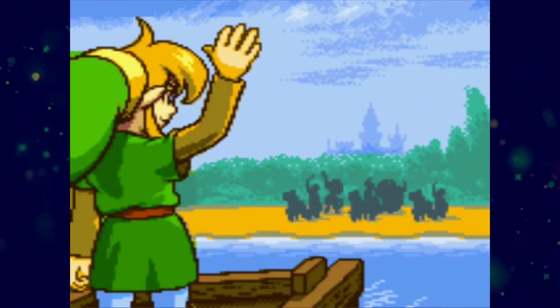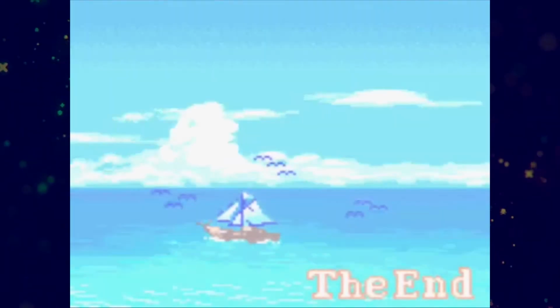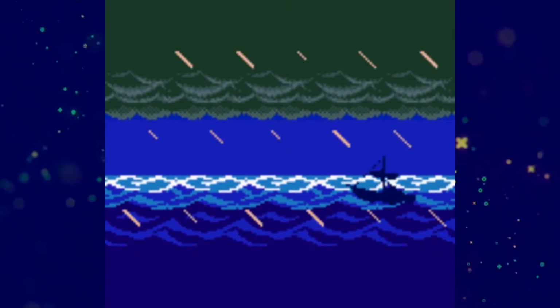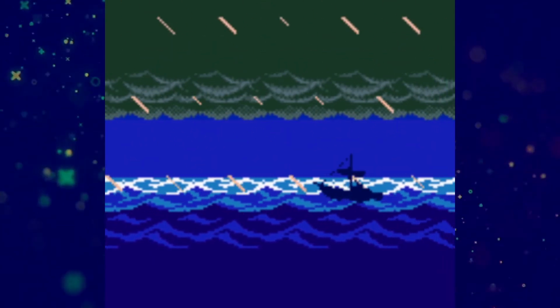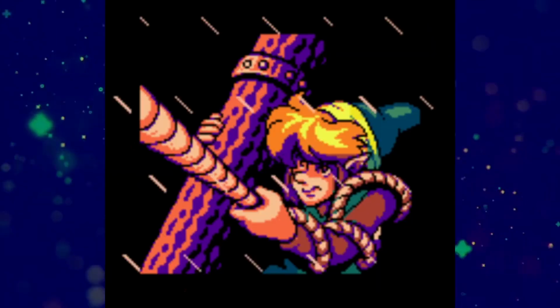Finally, the most cited example is that in the conclusion of the Linked ending by completing both Seasons and Ages, Link is seen departing on a boat that looks very similar to the one in Link's Awakening. This created a really satisfying connection, having Link's Awakening pick up right where the Oracle games leave off.